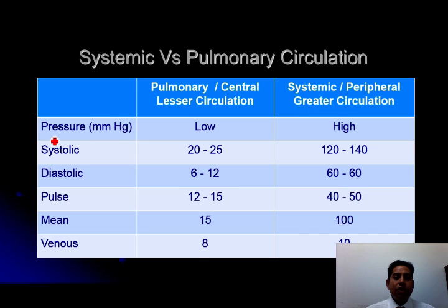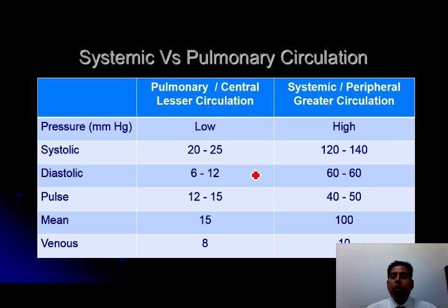And as I have already told you, the major difference in the two is that the pulmonary circulation is a low pressure circulation, whereas the systemic circulation is a high pressure circulation. So all the pressures, the systolic pressure, the diastolic pressure, the pulse pressure, the mean pressure, are all a lot lower relative to the systemic circulation.